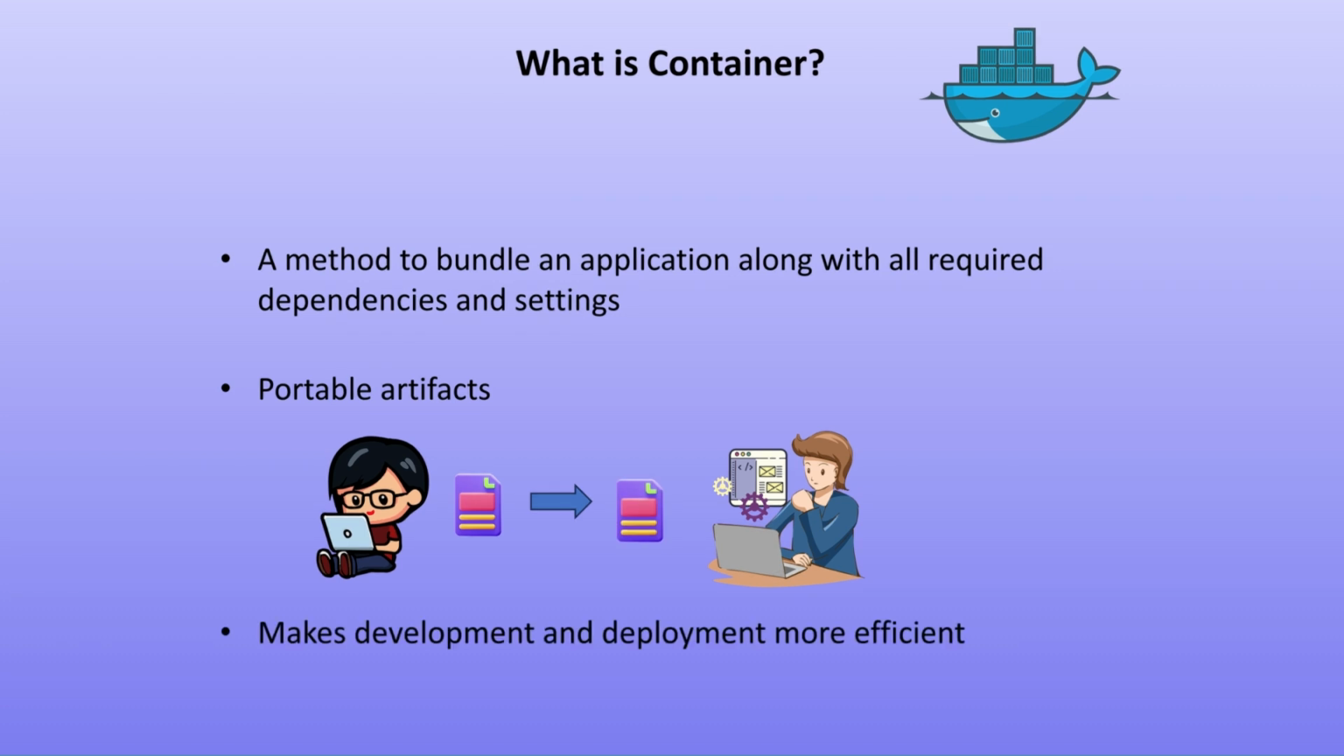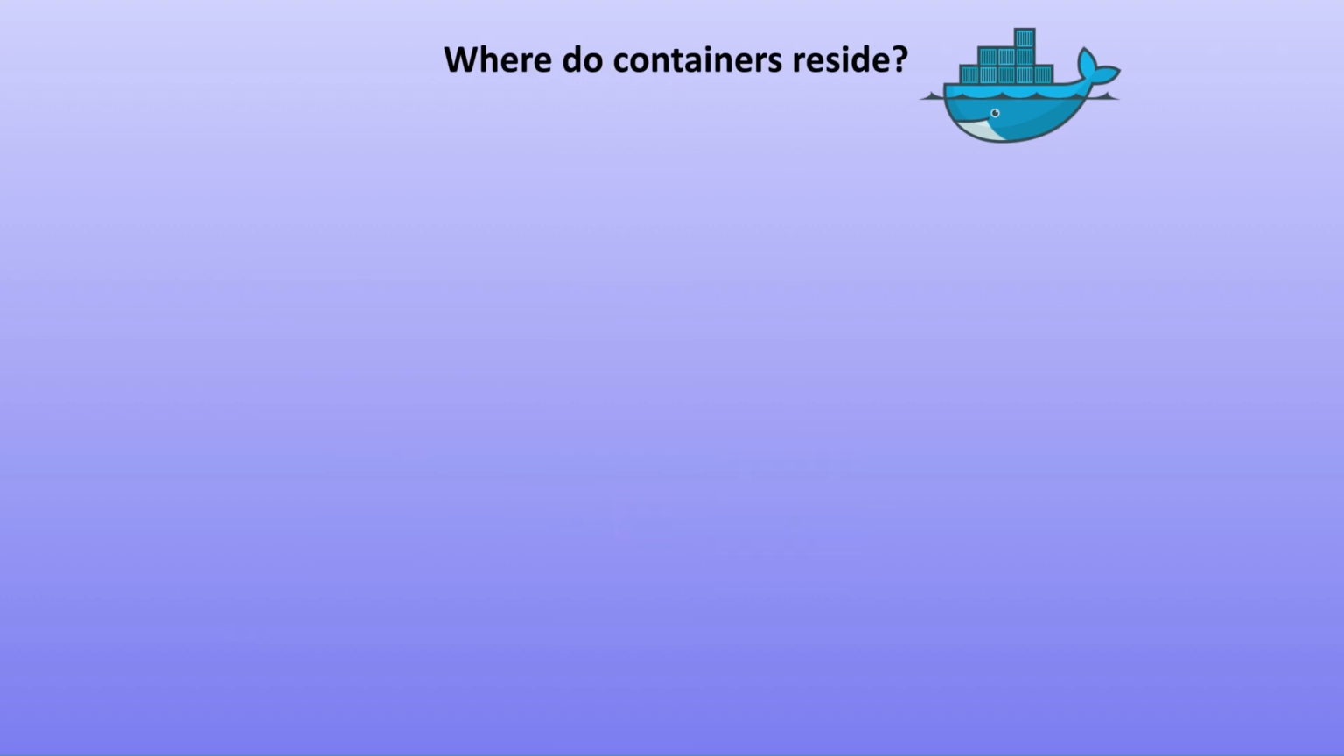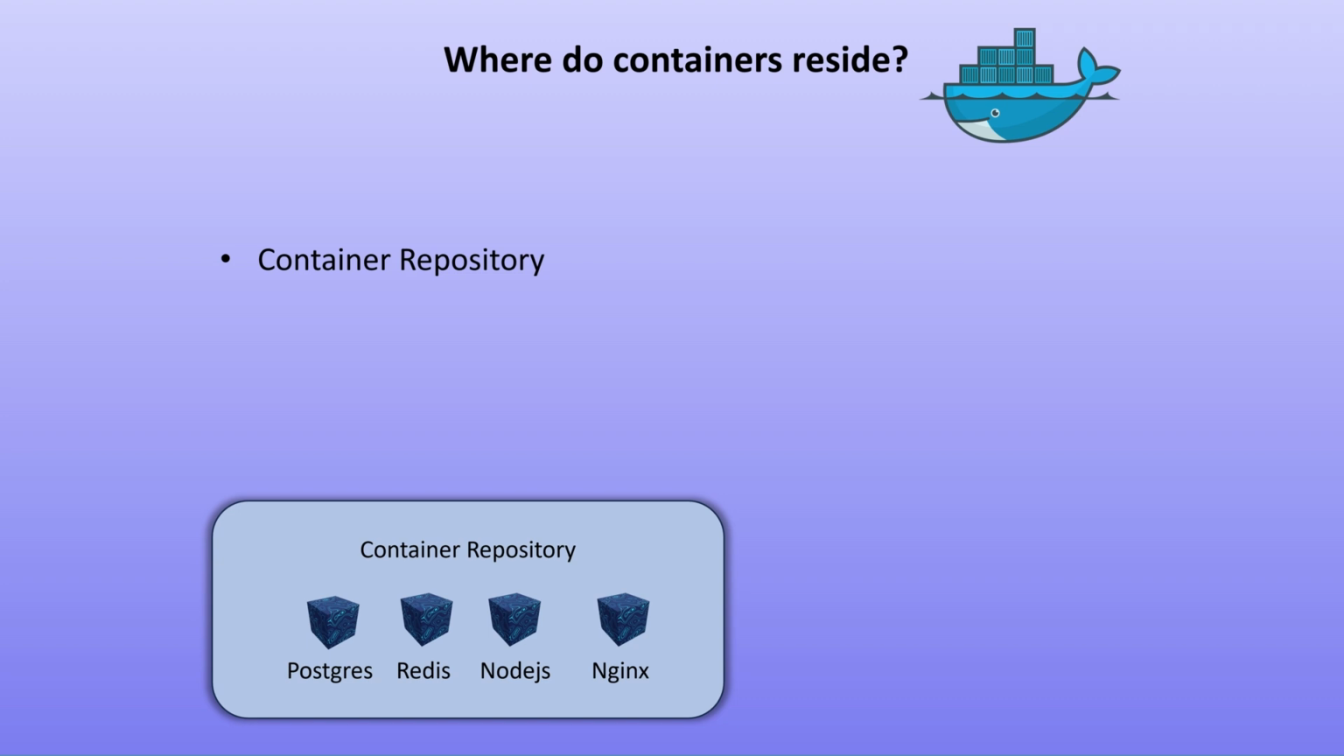The portability of containers and packaging everything into an isolated environment makes development and deployment more efficient. This eliminates the need for complex setup. In the next slides, we'll explore how this process works in more detail. As I mentioned, containers are portable, which means they require a storage system to allow easy sharing and movement between different environments. Containers reside in a container repository, which acts as a specialized storage system for managing them.